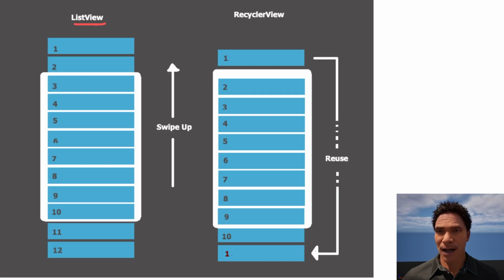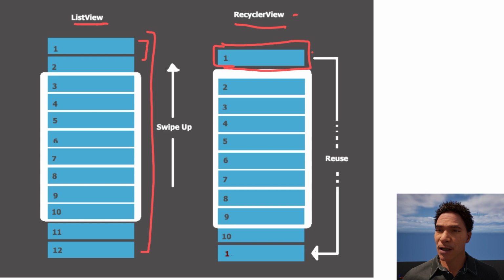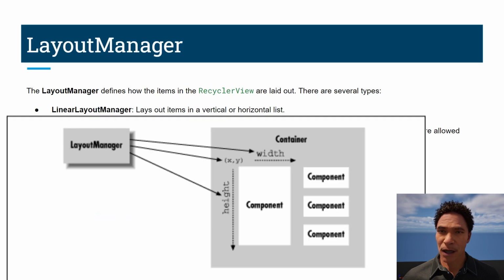This is an example of a list view and a recycler view. The list view, as you see, uses a lot of memory because even if you swipe out, the views are still in memory. In contrast, the recycler view will, if a view is not used, recycle and reuse it to allocate new views, okay? Layout manager. The layout manager defines how the items in the recycler view are laid out. So the linear layout manager lays out items in a vertical or horizontal list.